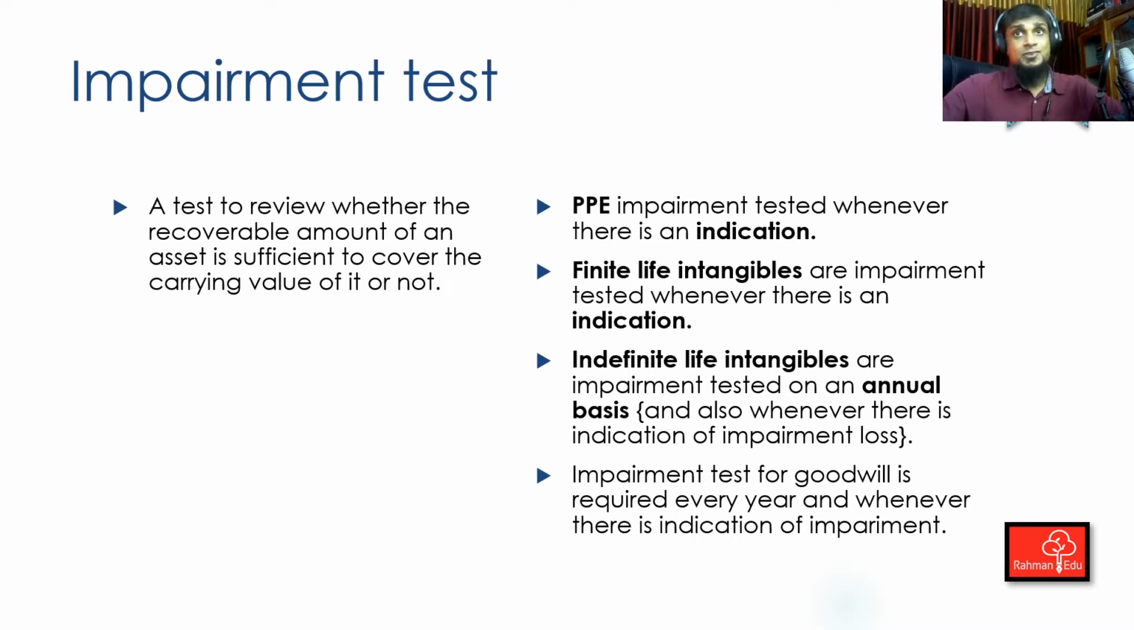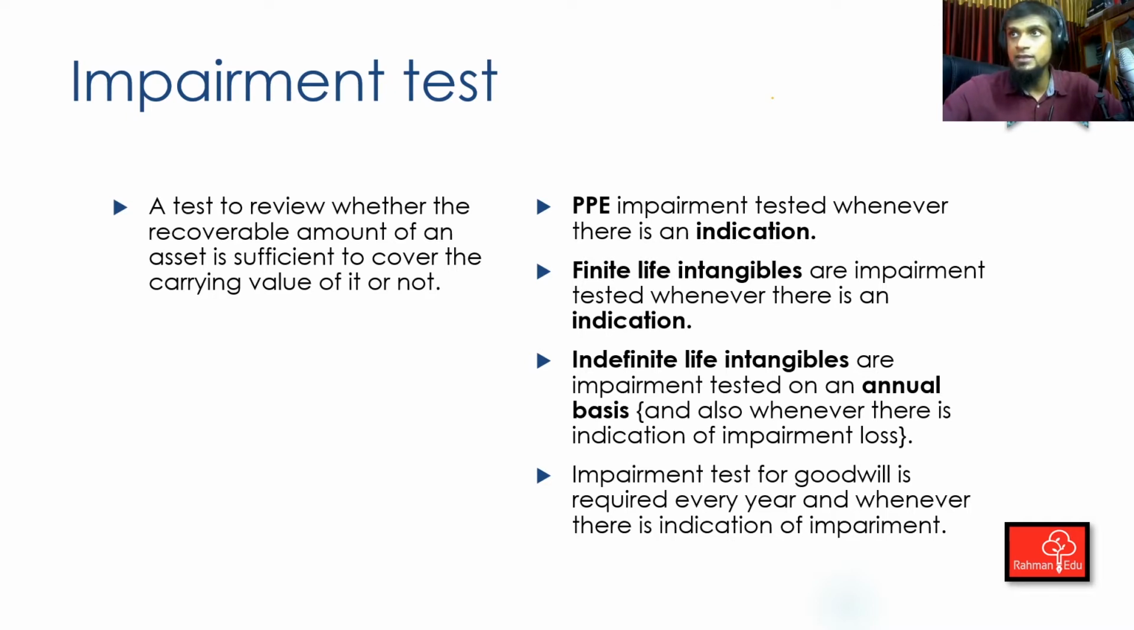And some of the assets will require, apart from the indication based impairment test, an additional annual impairment test. Those are indefinite life assets like goodwill and other indefinite life intangible assets. So this impairment test is the main review and calculation, whether the asset is genuinely impaired or not. Yes, after the indication you do it, and sometimes without indication you need to do an impairment test annually for some sort of asset. Once again, those are indefinite life intangibles including goodwill.